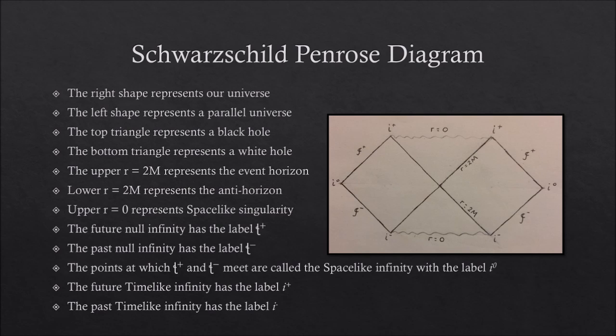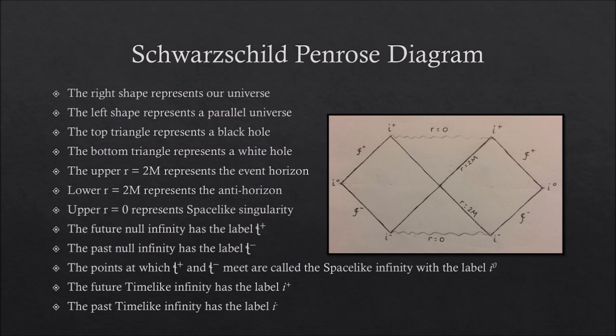The right shape is our universe, just like the Minkowski Penrose diagram we had earlier. The left shape would represent a parallel universe. The top triangle is a black hole, the bottom triangle is a white hole. And this is because the upper r equals 2m there is the event horizon of the black hole, so everything that goes in doesn't get back out again.